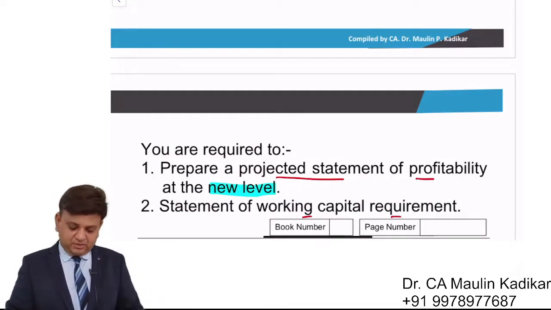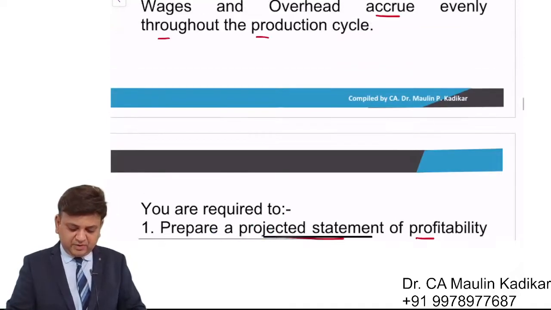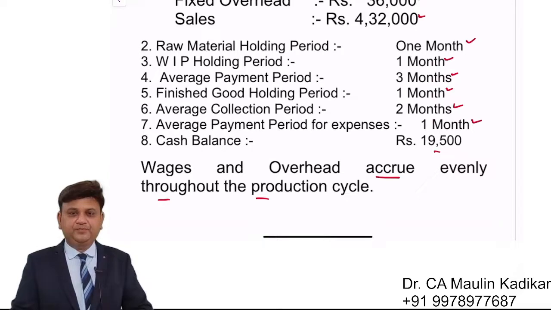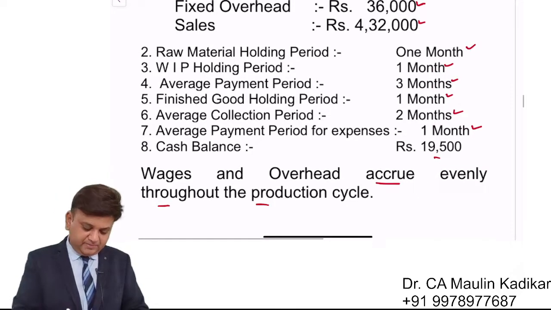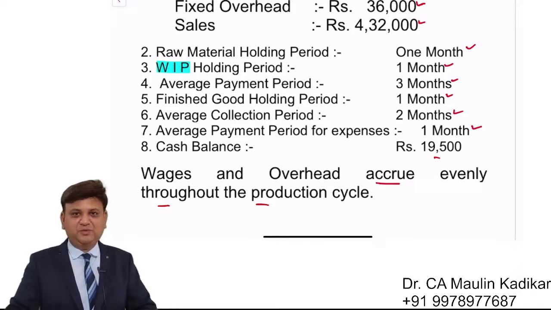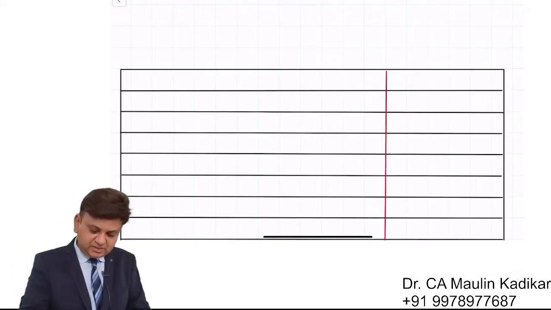Second part of the question. It says that you are required to prepare the statement of the working capital requirement. I request all of you to make the calculation and put your answer in the chat box, except for WIP. Except for WIP, what would be the answer? I want you to tell me in the chat box. Please write down the answer.